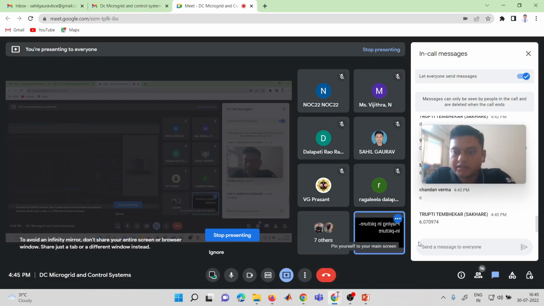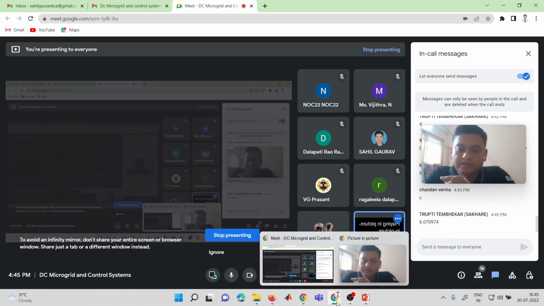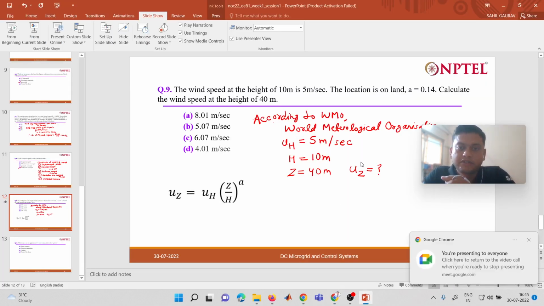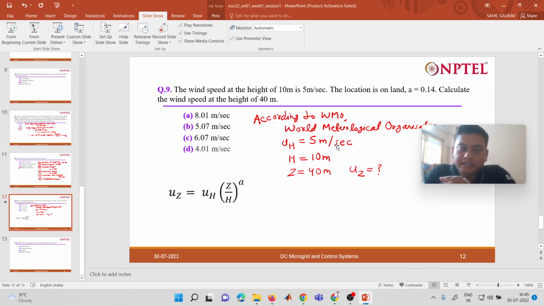Okay, Chandan Verma has given the right answer, and Trupti Tembekar. So don't think like that according to WMO that UH will always be 5 meter per second. What WMO says is that UH will be measured at a height of 10 meter. So just measure at a height of 10 meter, and then if you need to calculate the wind speed at a certain height, then you have to use this formula. So you just put the values and get the answer.